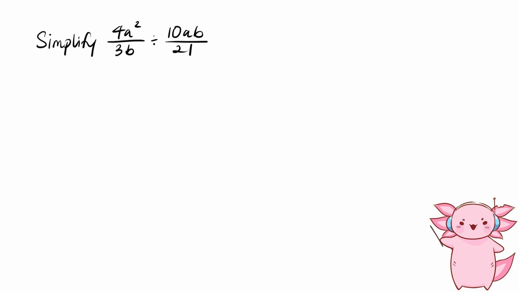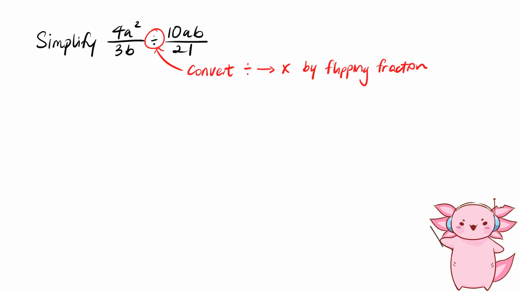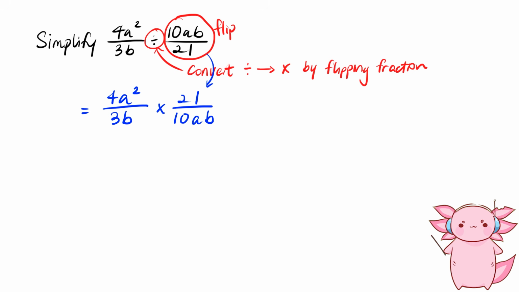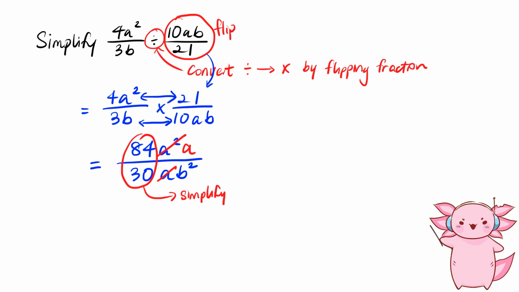For simplifying, whenever you see something divided by a fraction like this, you always want to convert the divide into a times by flipping this fraction over here. So now the top can multiply the top, and the bottom can multiply the bottom, and we get something like this. Now we can start cancelling out terms. So let's cancel out 1a from this a square and the a, so only the top will be left with a. The last step is to simplify the fraction.